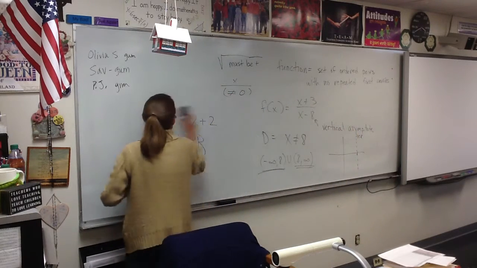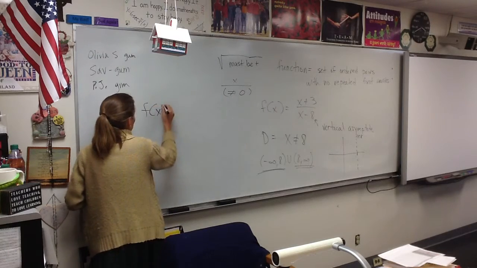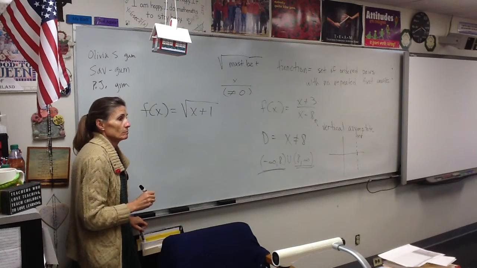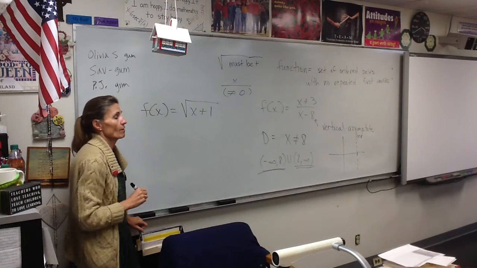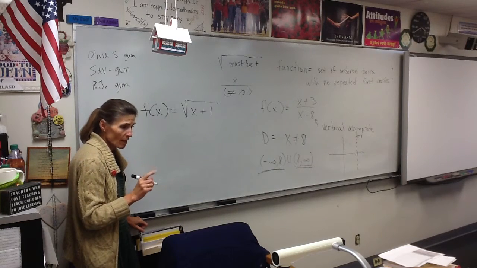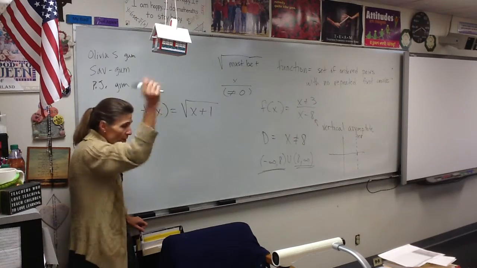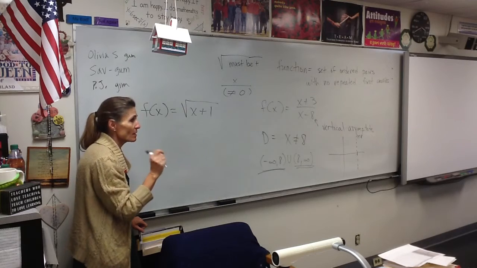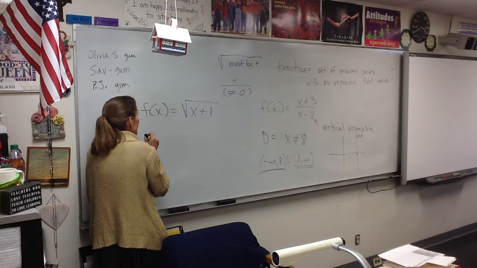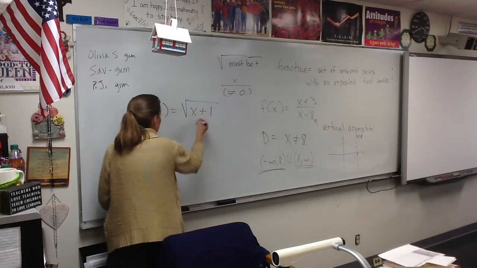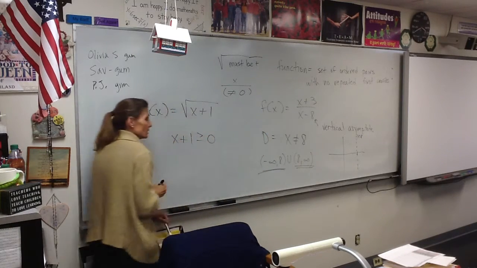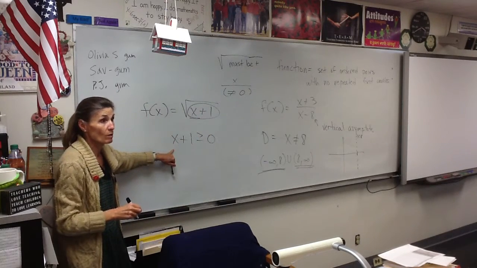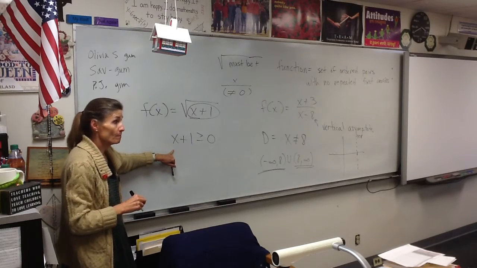What about this? I got a radical in there. What do we know about radicals? That's a huge domain red flag waving. What do we know about what's under the radical? It has to be greater than or equal to 0. So this guy right here has to be greater than or equal to 0. You can take the square root of 0, as long as it's not in the bottom.